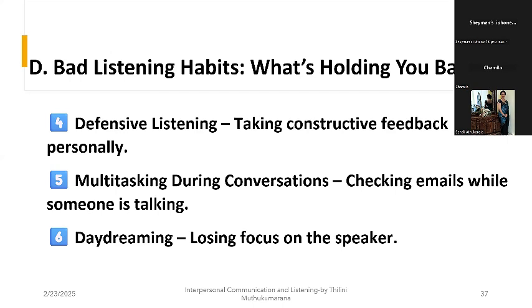And also, you lose focus on the speaker. That means you daydream. You're in another world. So even though you're physically present in the office, you may be thinking, okay, what am I going to cook at night, like that. So you lose your focus. So it's very important to focus on these things as well. Identify these bad listening habits, and if you're engaging in them, you have to avoid that. Okay.